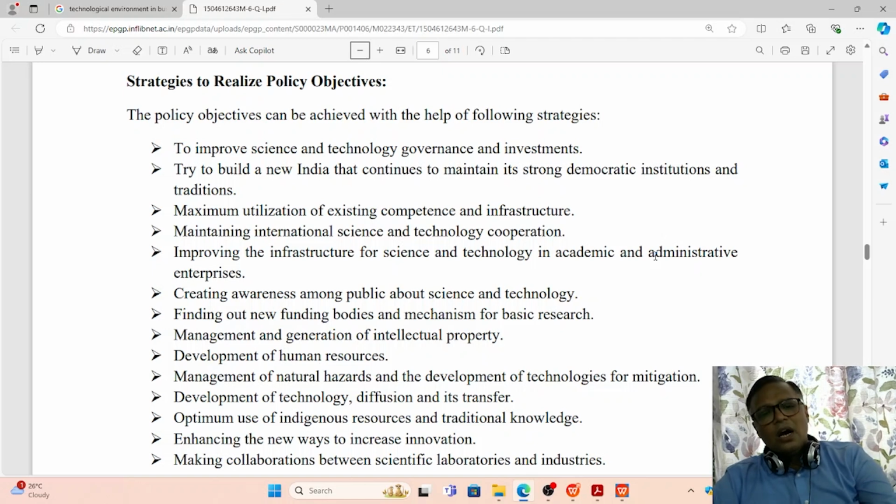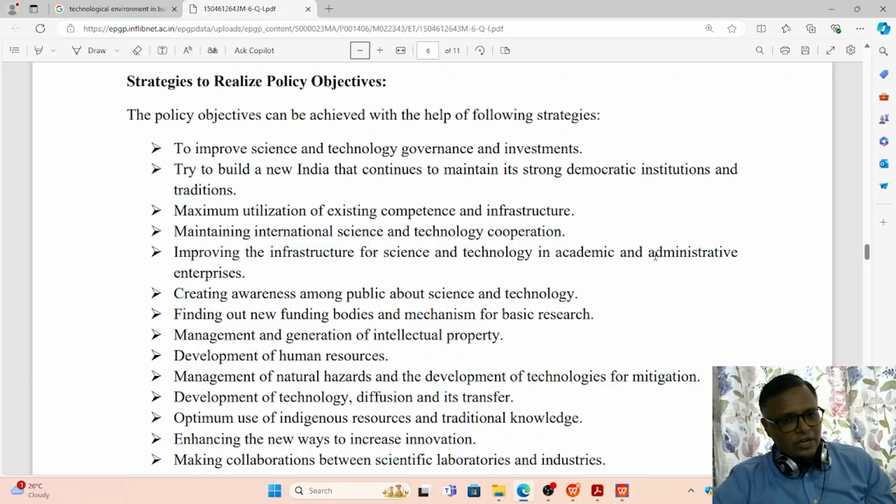Next is the management of natural hazards and the development of technologies for mitigation. The management of natural hazards represents management of setups, which represent risks, such as cybercrime risk, data piracy risks, cyber attacks, or any other challenges which are being seen in technological advancements. All those hazards and challenges need to be carefully handled, and so also their development, along with transfer of technologies for mitigation.